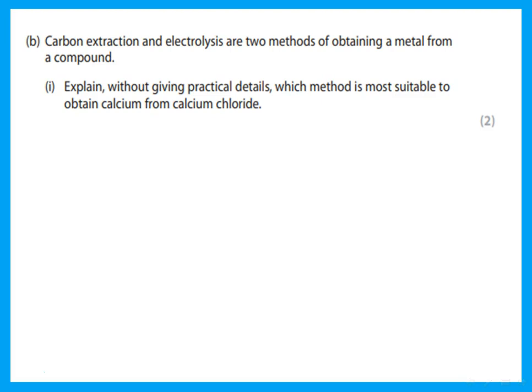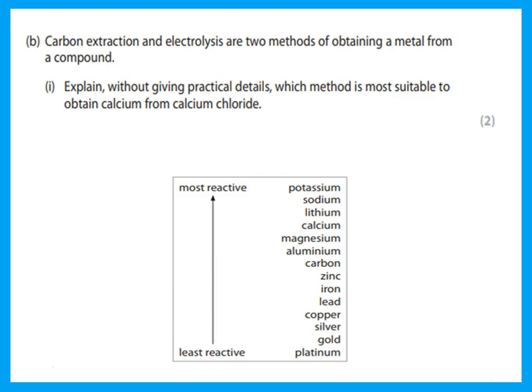Carbon extraction and electrolysis are two methods of obtaining a metal from a compound. Remember that we said in order to extract a metal, I can either do it by electrolysis or by reduction with carbon. Now, explain which method is most suitable to obtain calcium from calcium chloride. Now, in the reactivity series, where is calcium? Calcium is at the top.